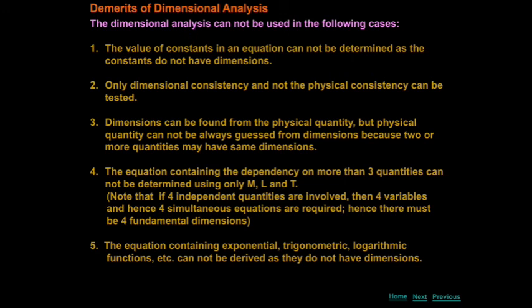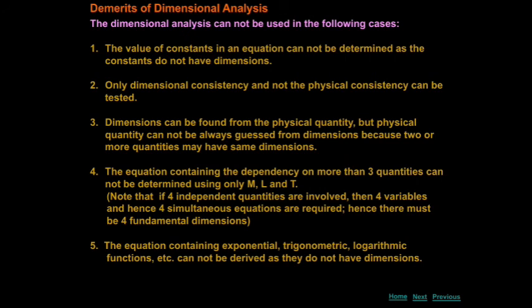See the fourth one. An equation that depends on more than 3 physical quantities cannot be determined using M, L and T. So far in dimensional analysis we have used only these three physical quantities as the base: M, L and T, mass, length and time. If there are more than 3 physical quantities, we definitely cannot use this. Note that if 4 independent quantities are involved, then 4 variables and hence 4 simultaneous equations are required. Hence there must be 4 fundamental dimensions. Yes, this is the fourth one.